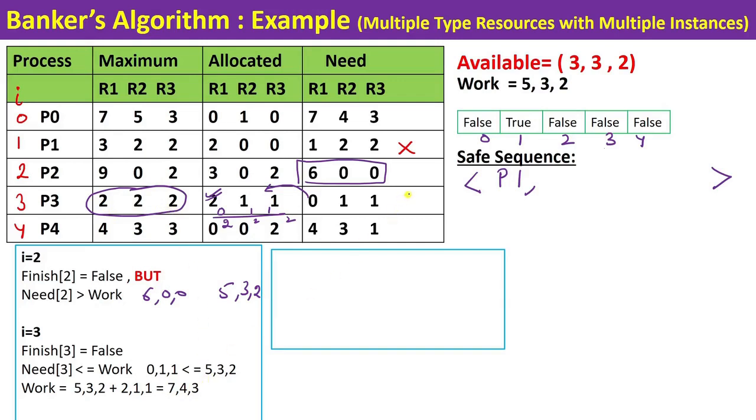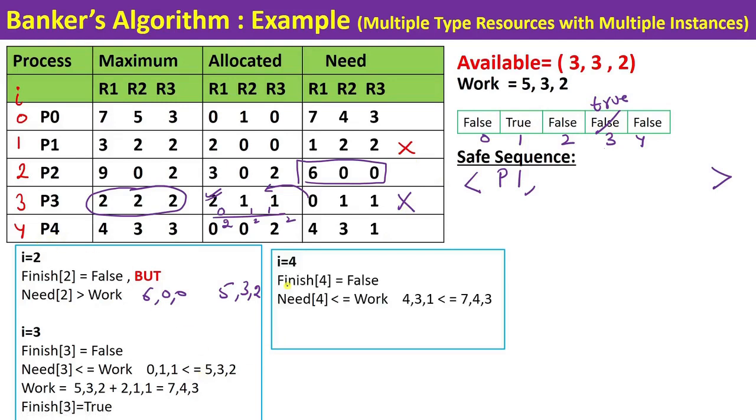So now P3 is also over. I will simply say finish of 3 is true, not false. So 1 and 3 are done. Now let's proceed with I equal to 4. For I equal to 4, again finish of 4 is false, and need is also less than work. Here you can see need is 431 and work has now changed to 743. 4 is less than 7, 3 is less than 4, 1 is less than 3, right? Both the conditions are true.